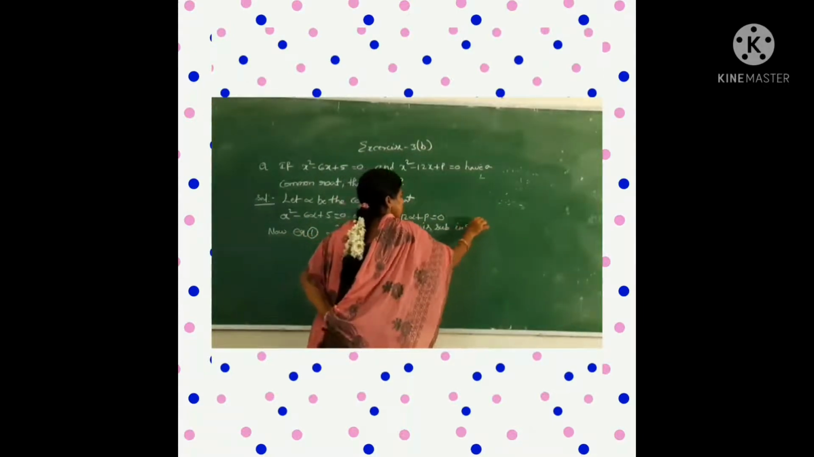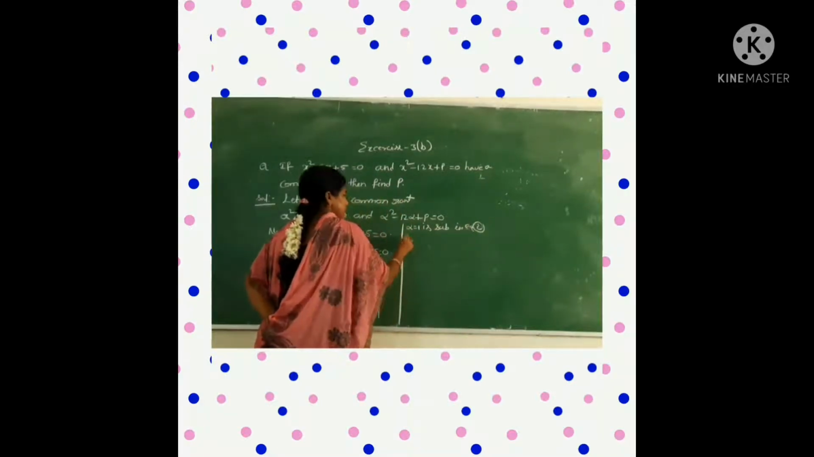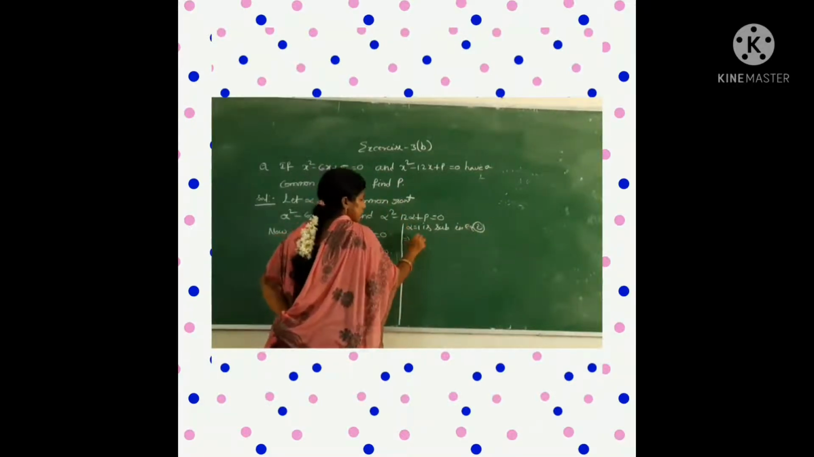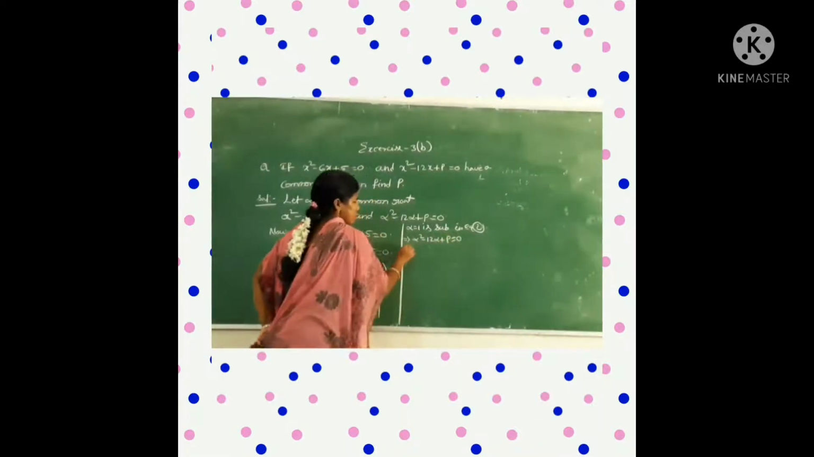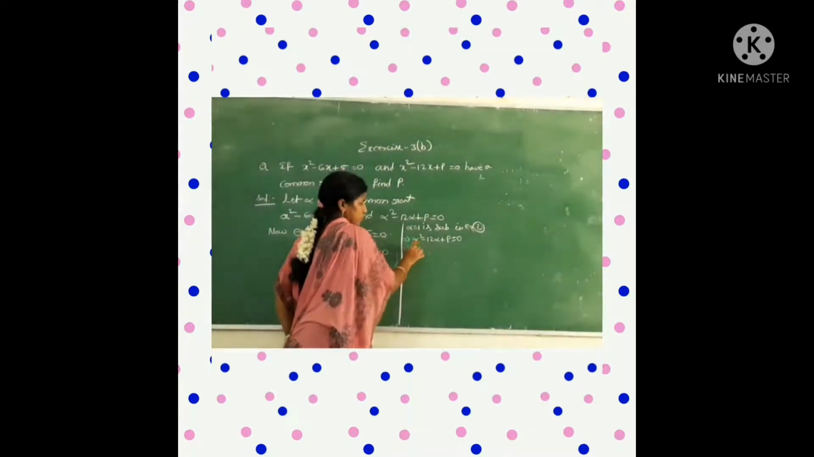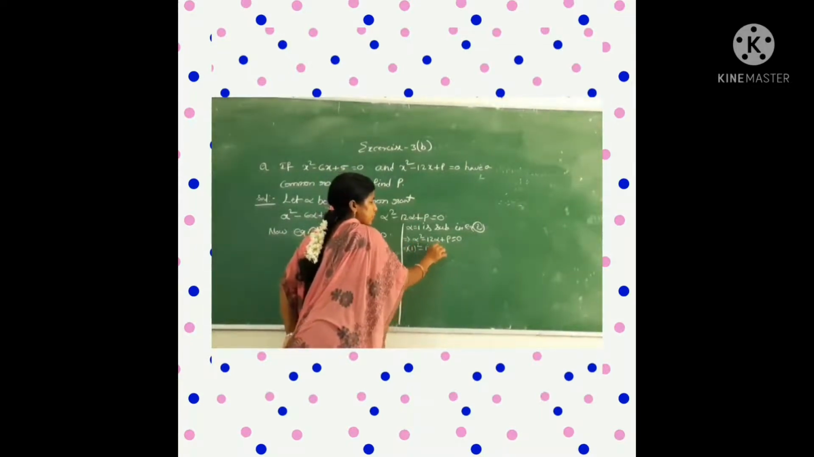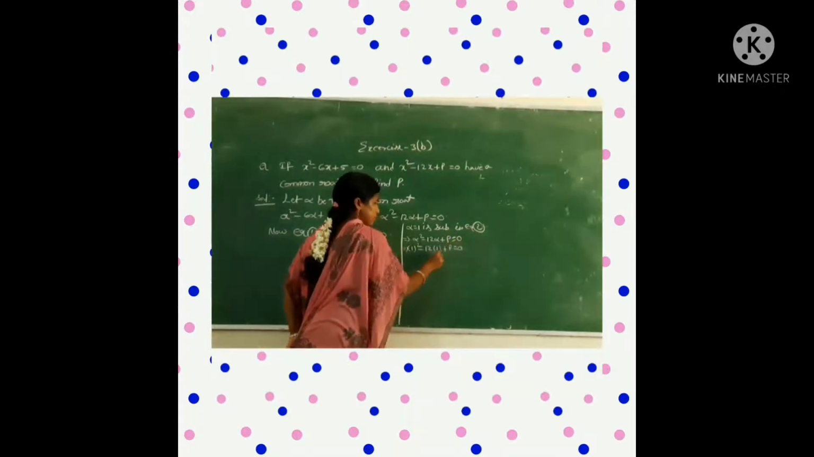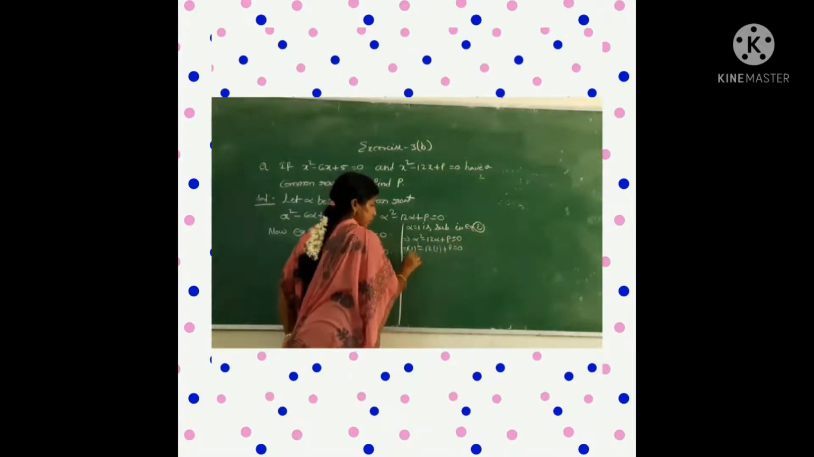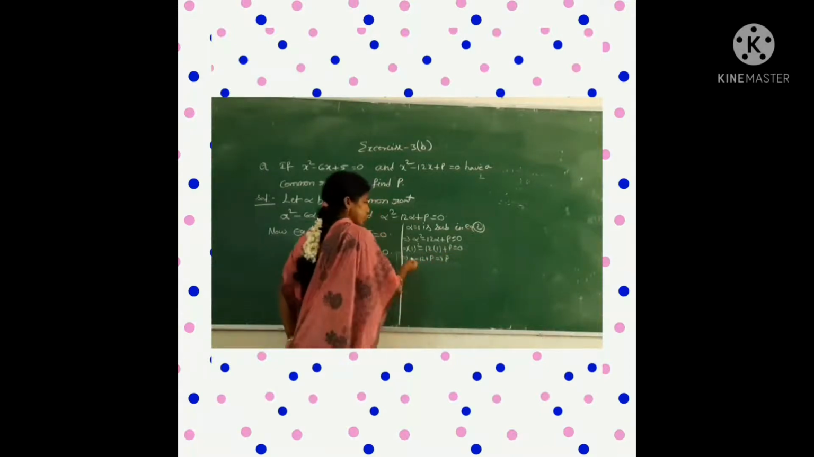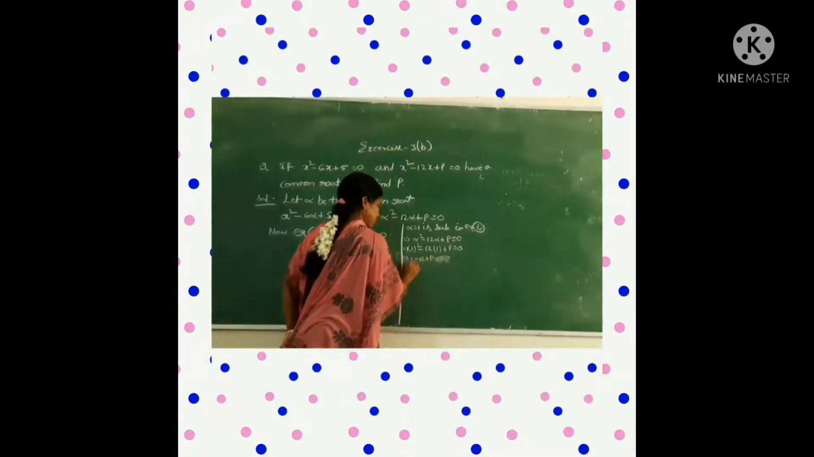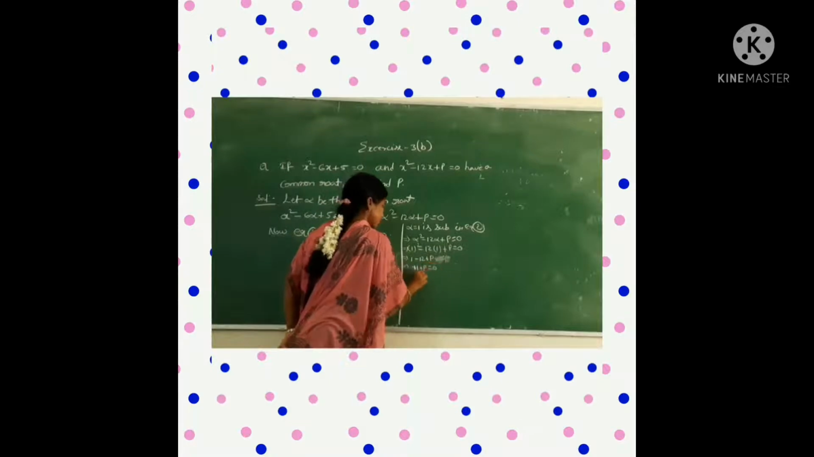Substitute it in equation 2. What is the second equation? Alpha square minus 12 alpha plus p is equal to 0. See, alpha square means 1 square minus 12 into 1 plus p is equal to 0. That implies 1 minus 12 plus p, that is minus 11 plus p is equal to 0. Therefore, p is equal to 11.